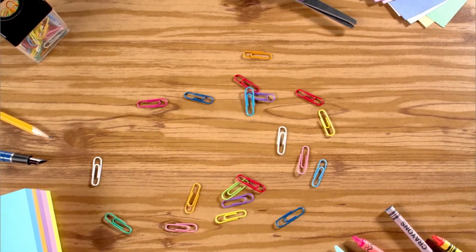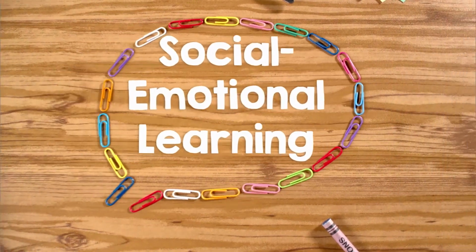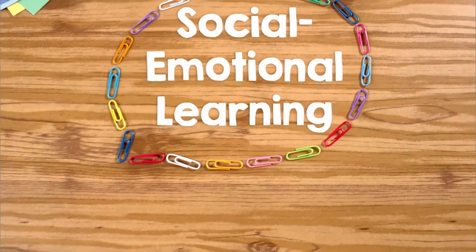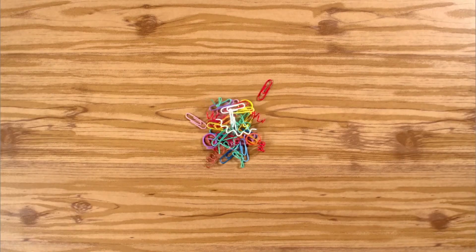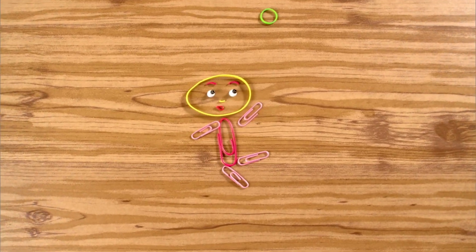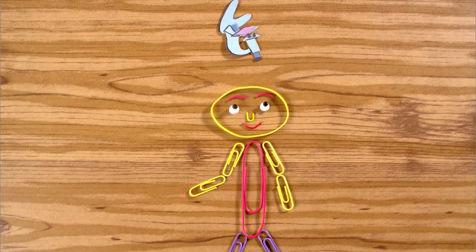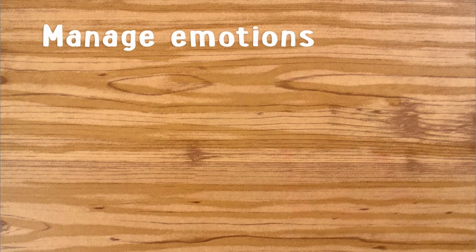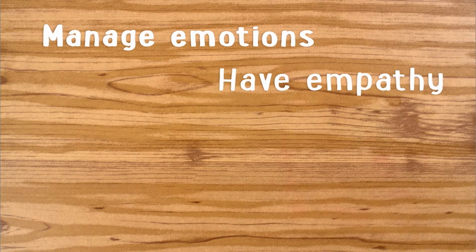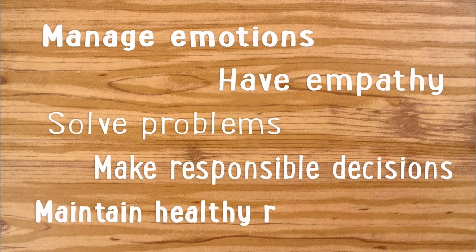There's a lot of talk these days about SEL, Social Emotional Learning. But what exactly is it? Social emotional learning is the process of learning social and emotional skills, and it's just as important as learning reading or math. This learning process is most effective when it begins early and continues through high school. Social emotional skills are essential for success in school, work, and life. With SEL, students learn to manage their own emotions and behaviors, have empathy and show care and concern for others, solve problems effectively, make responsible decisions, and maintain healthy relationships.